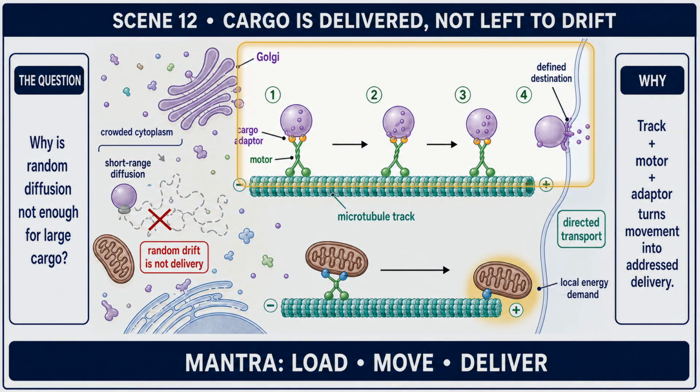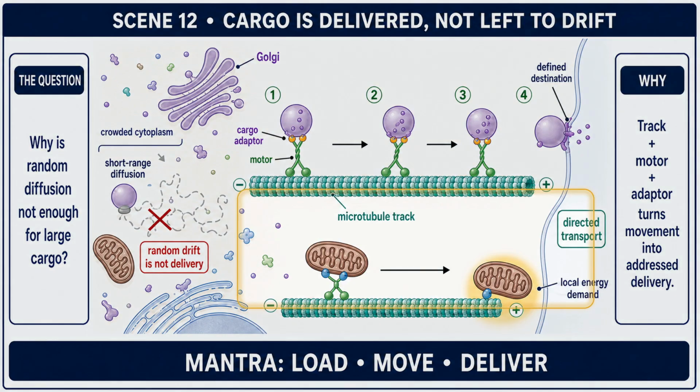Directed transport begins when an adapter loads selected cargo onto a motor. The motor engages a microtubule, walks toward the appropriate end, and releases the cargo at a defined destination. In the example here, a Golgi-derived vesicle uses a plus-end-directed kinesin to reach the cell periphery and fuse at the correct membrane domain.